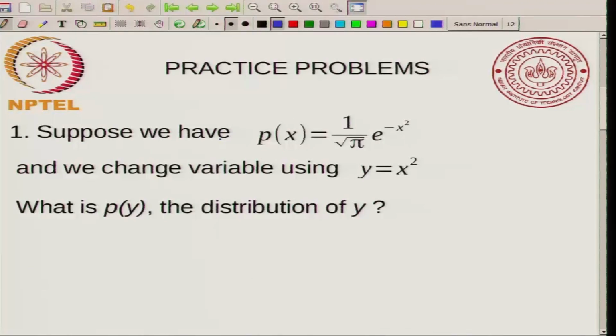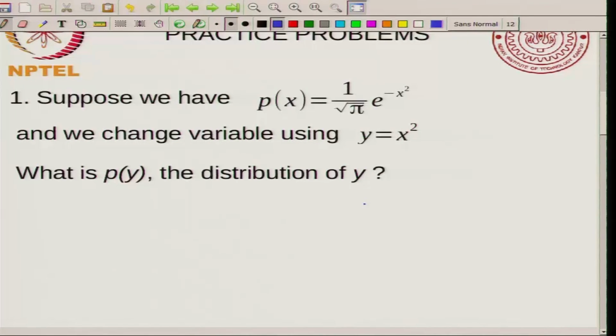So, the first one, I will read out the problem. Suppose we have a distribution p of x given by 1 by root pi e to the minus x square, and we change variable using y equal to x square. What is p of y? The distribution of y. So, suppose you have a distribution of one variable and you change the variable, then how do you look at the distribution of the new variable?